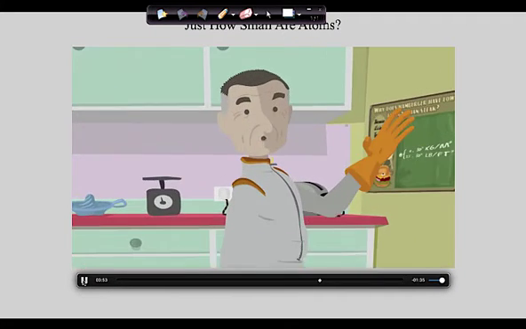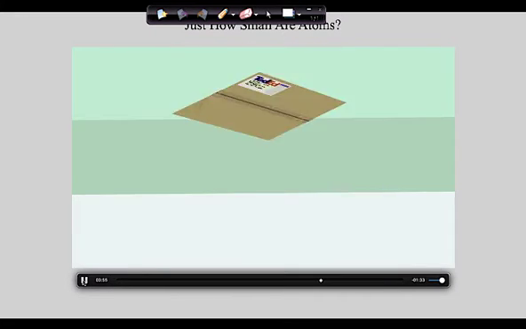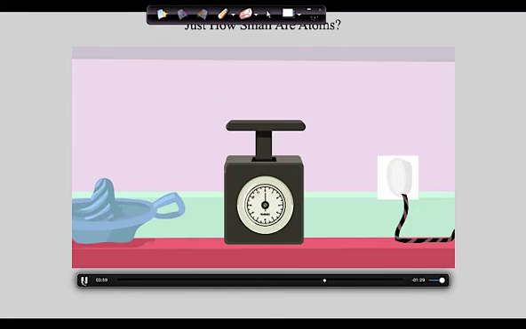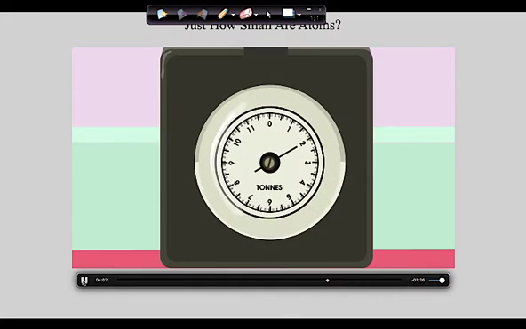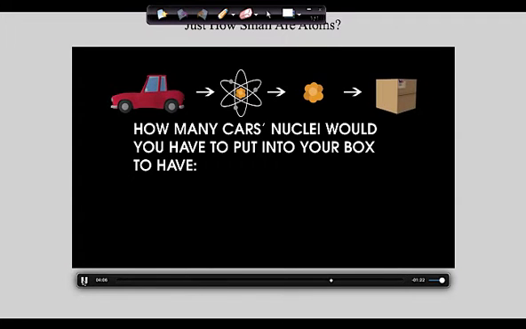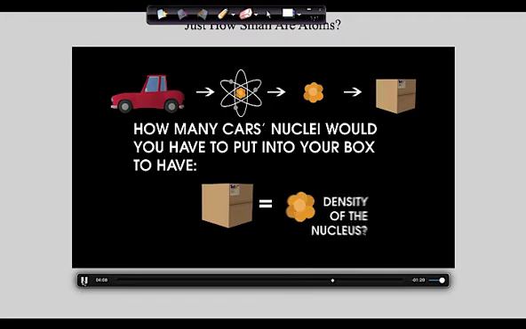Okay, here's what I want you to do. Make a box that is 1 foot by 1 foot by 1 foot. Done. And let's go and grab all of the nuclei from a typical car. Got it? What's a car weigh? About 2,000 pounds? Now, cars on average weigh 2 tons. So how many cars' nuclei, 4,000 pounds each, would you have to put into the box to have your 1 foot box have the same density of a nucleus?